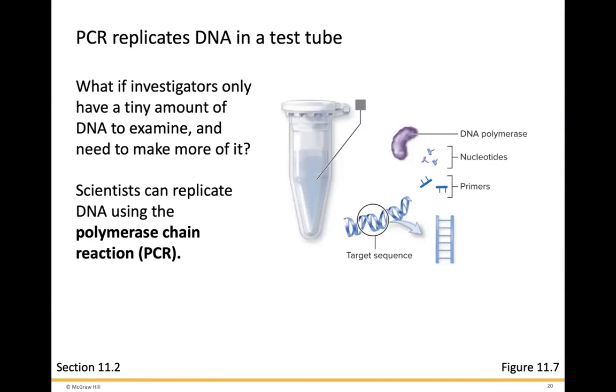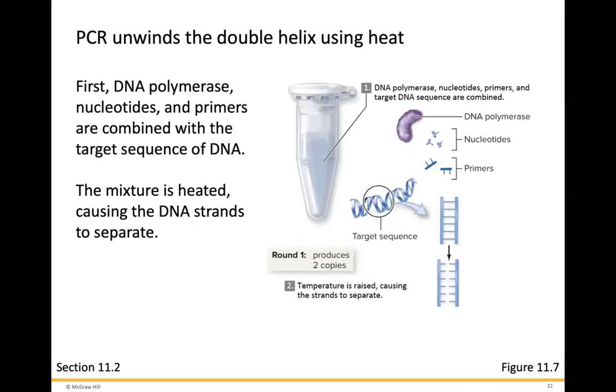So what if investigators only have a tiny amount of DNA to examine and they need to make more of it? Scientists are able to do that by replicating DNA using polymerase chain reaction. PCR will unwind the double helix using heat. First, the DNA polymerase, the nucleotides, and the primers are combined with the target sequence of DNA. The mixture is heated, causing the DNA strands to separate. Here you can see in the tube DNA polymerase, nucleotides, primers, and target DNA sequence are all combined. You then heat up the tube, and the DNA sequence will now separate.